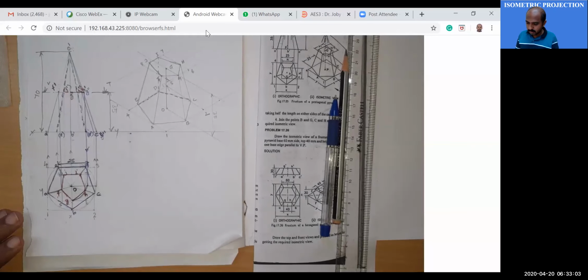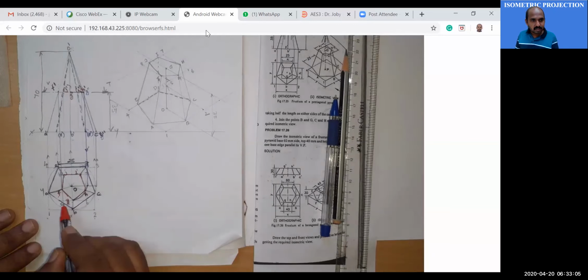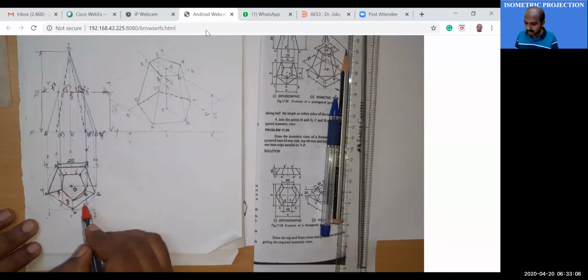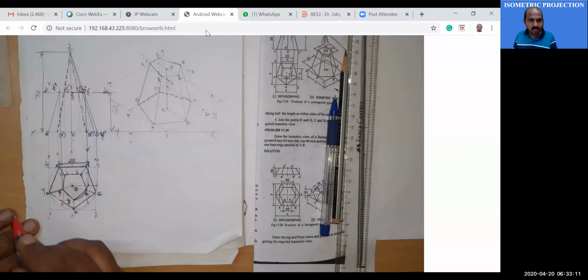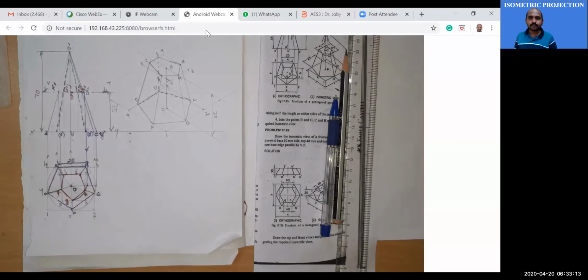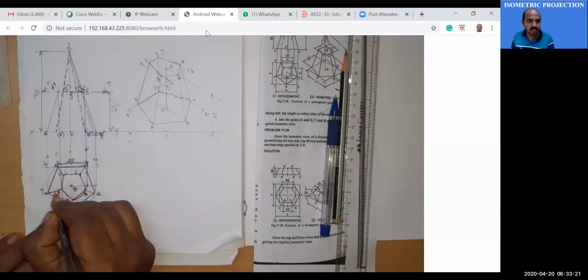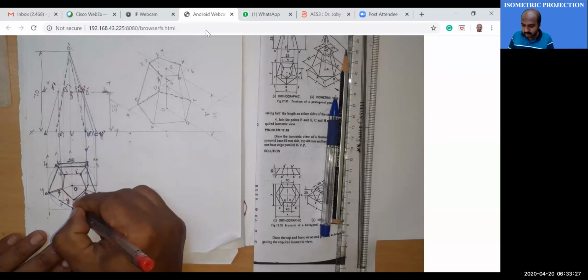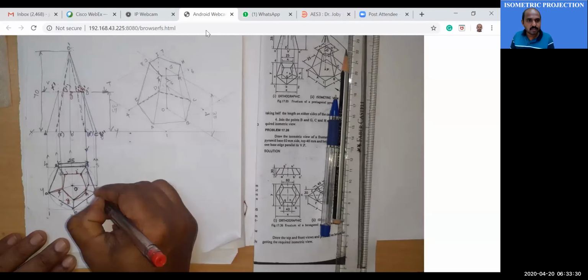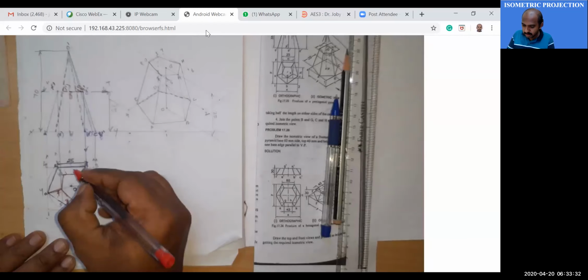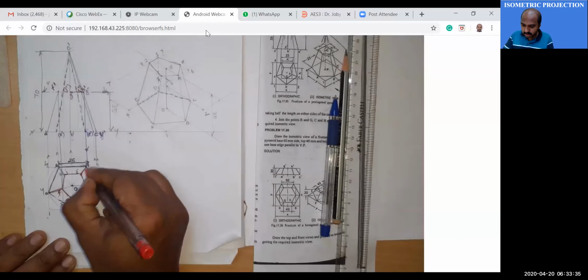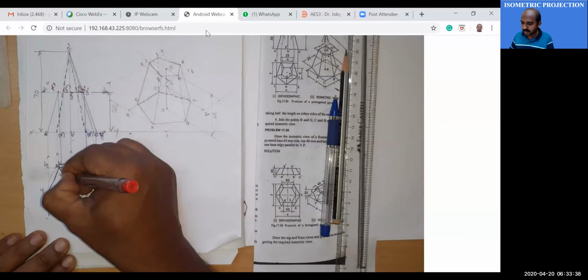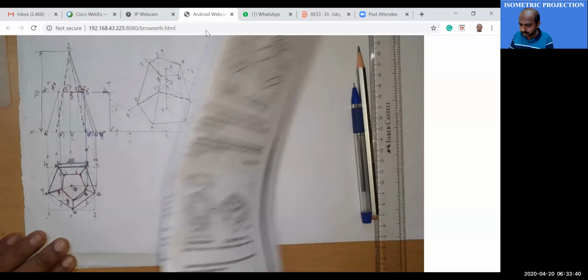So what do you do? F, G, H, I, J. Now you can connect the slant edges. The first slant edge is A to F, the second B to G, the third C to H, the fourth D to I, and the fifth E to J. So here you can see this is the top view.